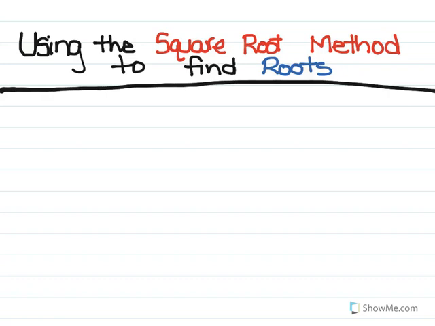So what you remember is to find the roots, what you're really looking for is where your parabola crosses the x-axis. So far we've learned how to find the roots with factoring, completing the square, and now we're going to learn a new method called the square root method. And this only works with the missing bx term.